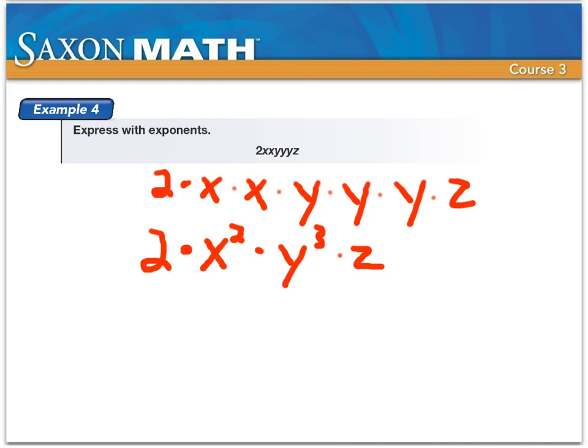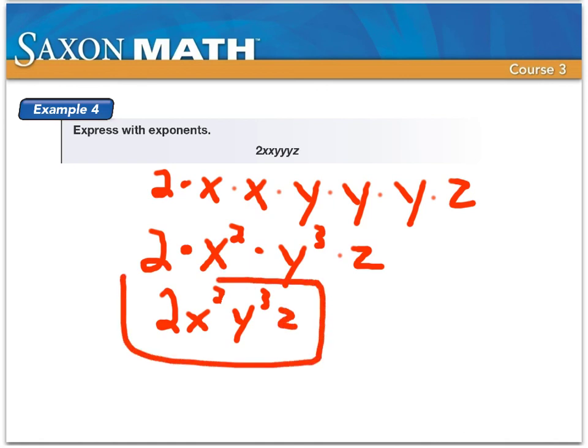Okay? Now again, you can write it with these dots like this, but when we're using numbers and letters, you don't really have to. So what I can do is I can just take those dots out. So I can make this 2 times x squared times y cubed. Oops, let me erase that. I don't know why my iPad likes to do that sometimes. Okay? x squared times y cubed times z. Again, this right here is the same as this, but we don't need to have the dots in between when we're talking about letters and numbers. Okay, let's move on to another example.